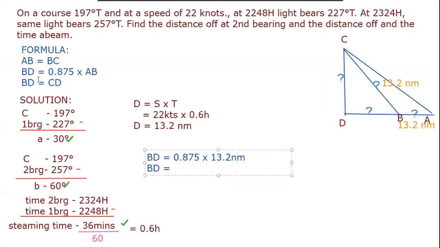Okay, class. Ito pala yung formula. Yung BD is equals to 0.875 times AB. Tapos kapag ang hinahanap natin ay CD, ito class, CD is equals to 0.875 times AB.